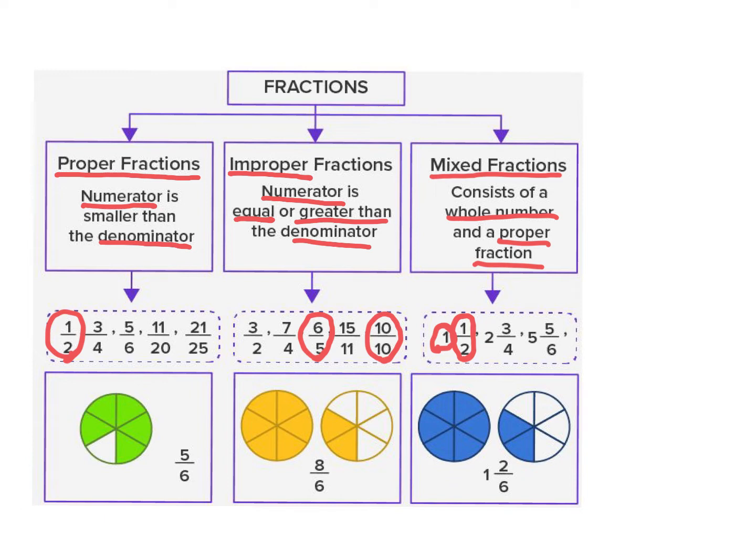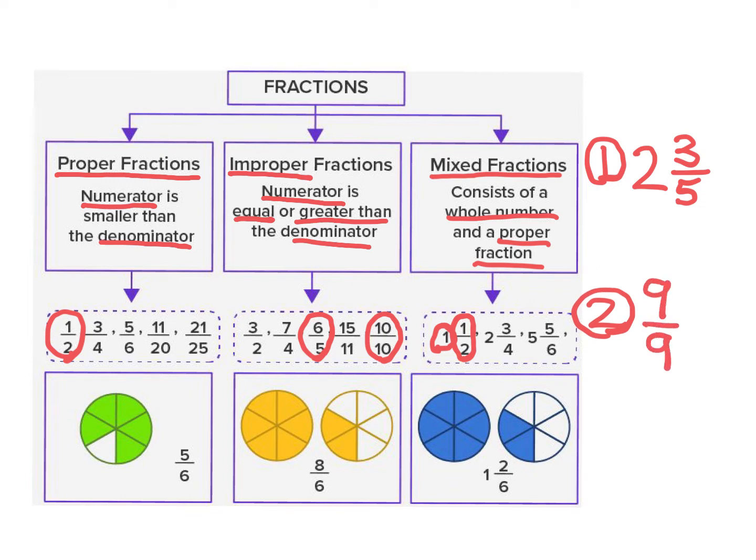Alright, so try a few examples. First one, the number 2 and 3/5. Which type of fraction is this? So this would be a mixed fraction because it has a whole number and a proper fraction. Try one more. The number 9/9. 9/9 would be an improper fraction because the numerator is equal to the denominator.